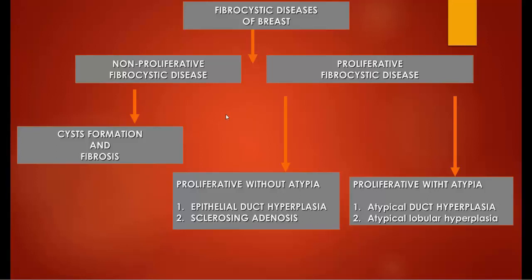Fibrocystic change of the breast is either non-proliferative or proliferative. Cyst formation and fibrosis is non-proliferative fibrocystic change. Proliferative change is either without atypia or with atypia. Without atypia includes epithelial duct hyperplasia and sclerosing adenosis. With atypia includes atypical duct hyperplasia and atypical lobular hyperplasia.